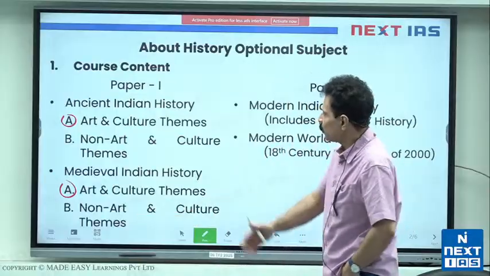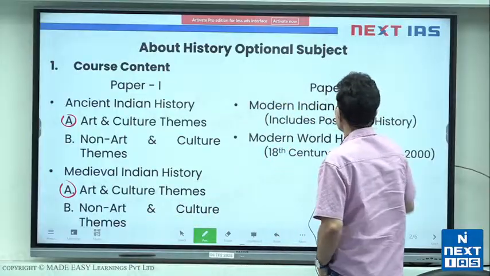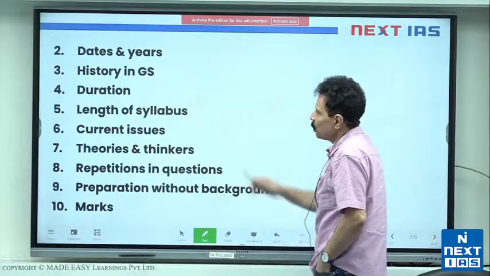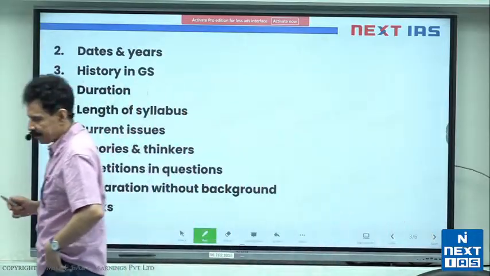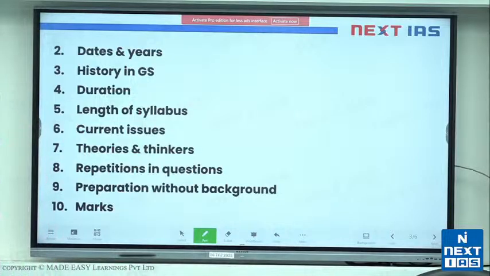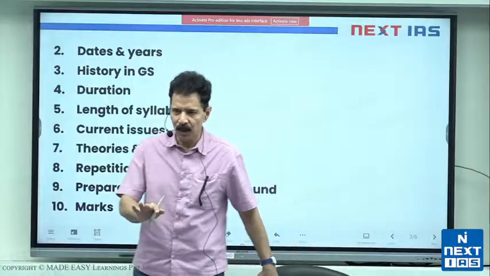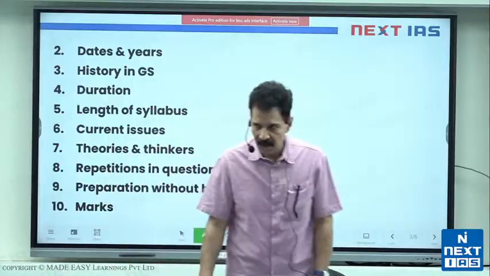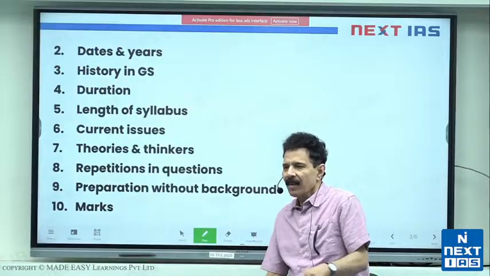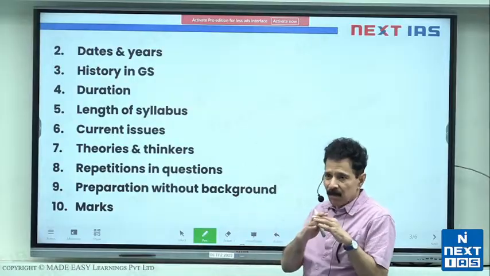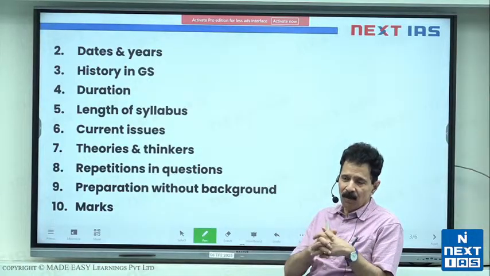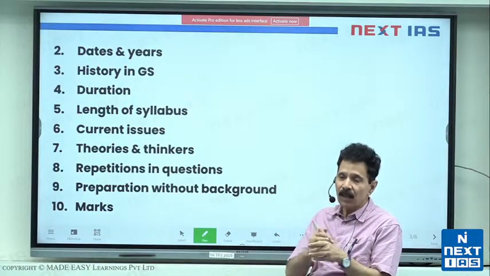So let's shift to number 2 under about history optional subject. Now number 2 is dates and years. Now normally people ask one question. It's a very popular question. What about the dates and years in history? Are a student supposed to mug up all the dates and years? And normally I have seen people doing this as well. What is your idea about this?